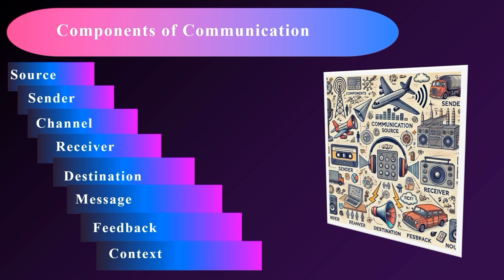They include source. Source is that which produces a message or sequence of messages to be communicated to the receiving terminal. Another one is sender. Sender refers to the transmitter which operates on a message in some way to produce a signal suitable for transmission over the channel. Next one is channel. Channel is merely the medium used to transmit the signal from transmitter to receiver.